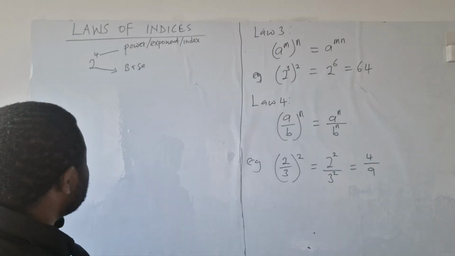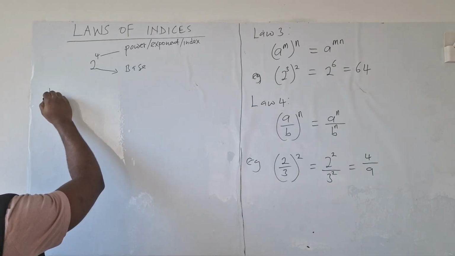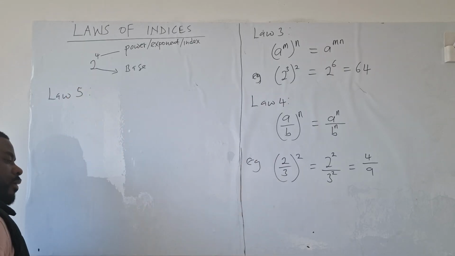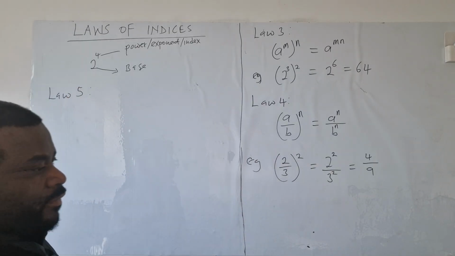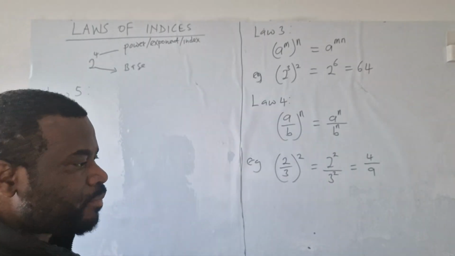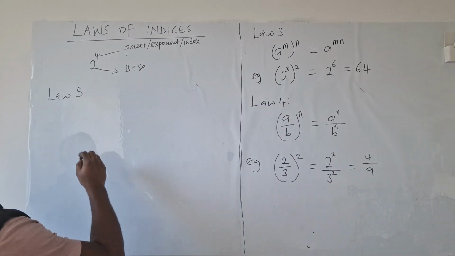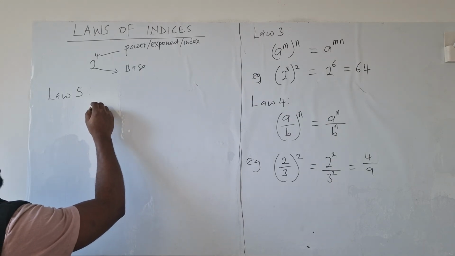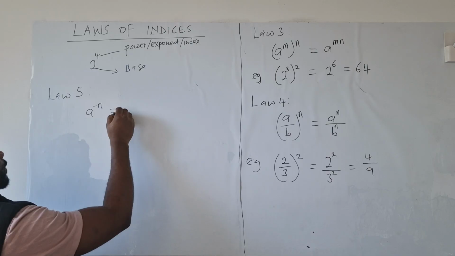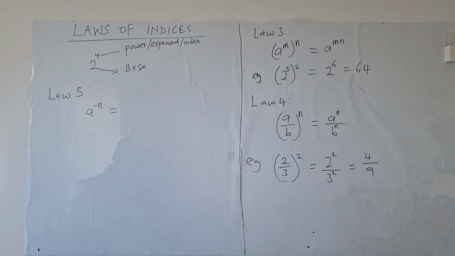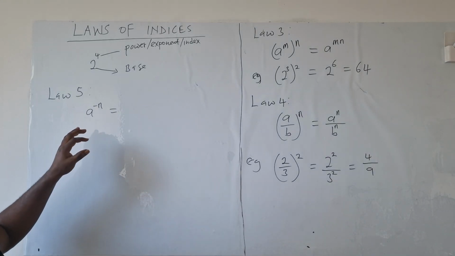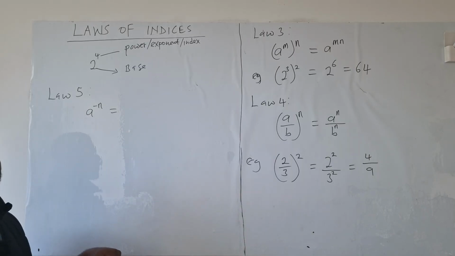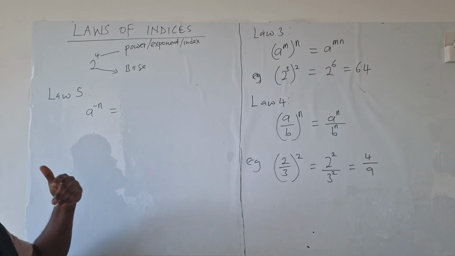Now let's look at law 5. For law 5, we are going to look at a negative power. So let's say we have a raised to the power minus n. Now this law is going to change the negative power to positive.